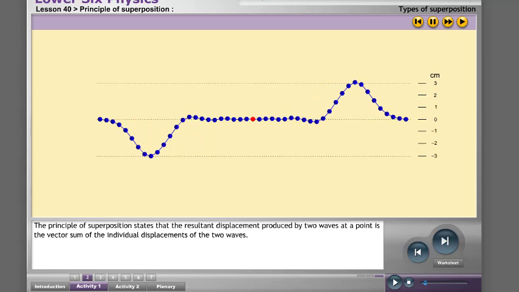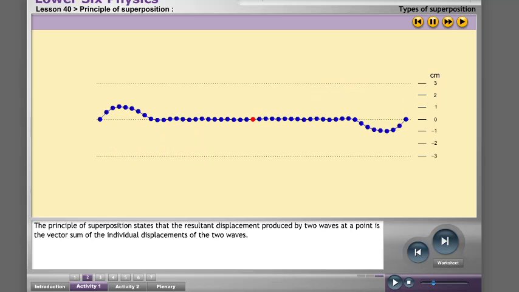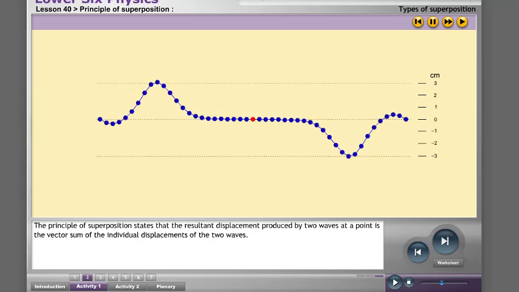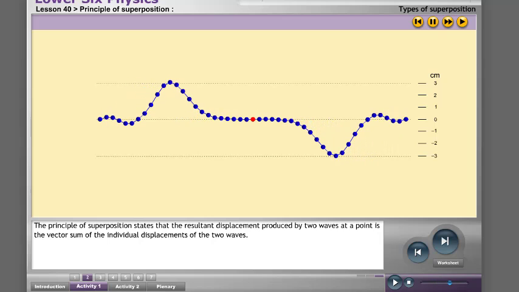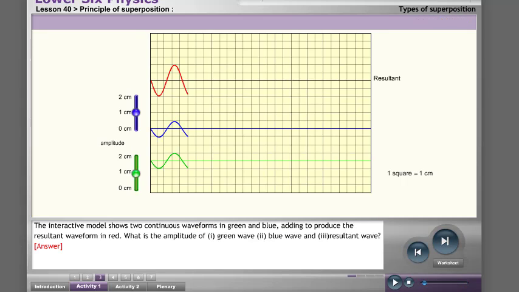The principle of superposition states that the resultant displacement produced by two waves at a point is the vector sum of the individual displacements of the two waves. The interactive model shows two continuous waveforms in green and blue, adding to produce the resultant waveform in red. What is the amplitude of 1. Green wave, 2. Blue wave, and 3. Resultant wave?